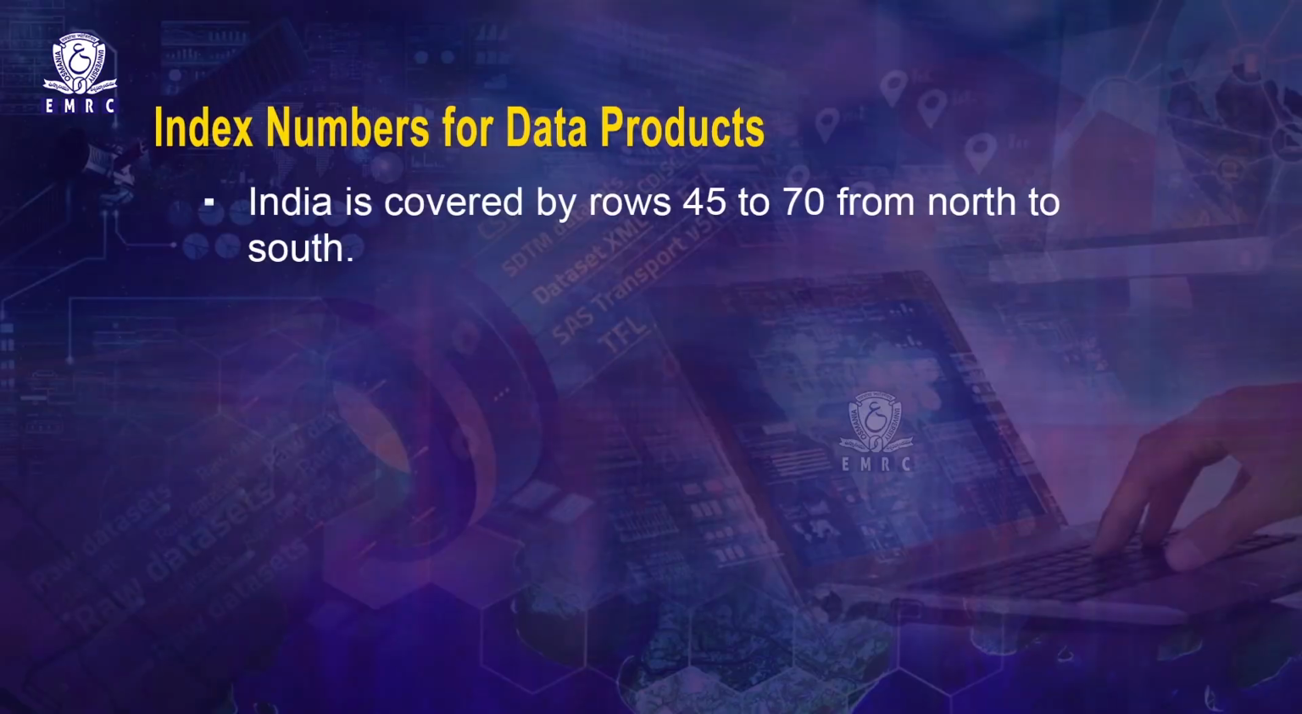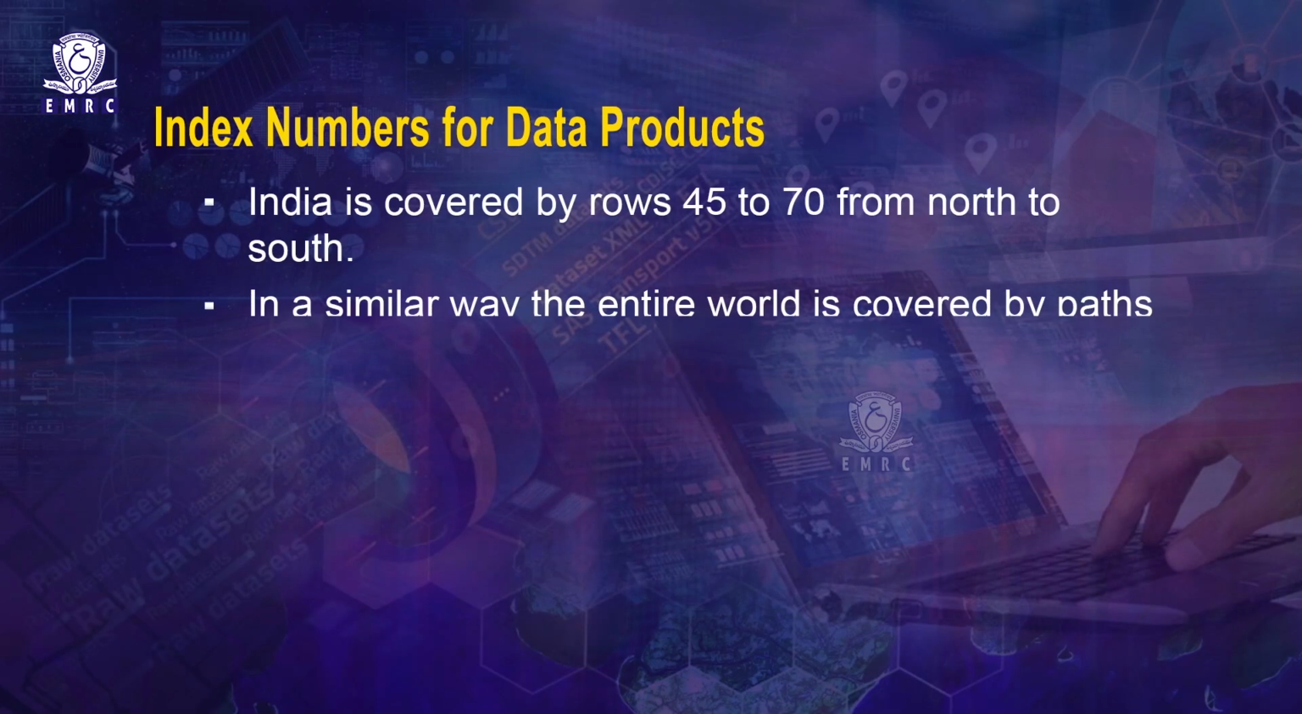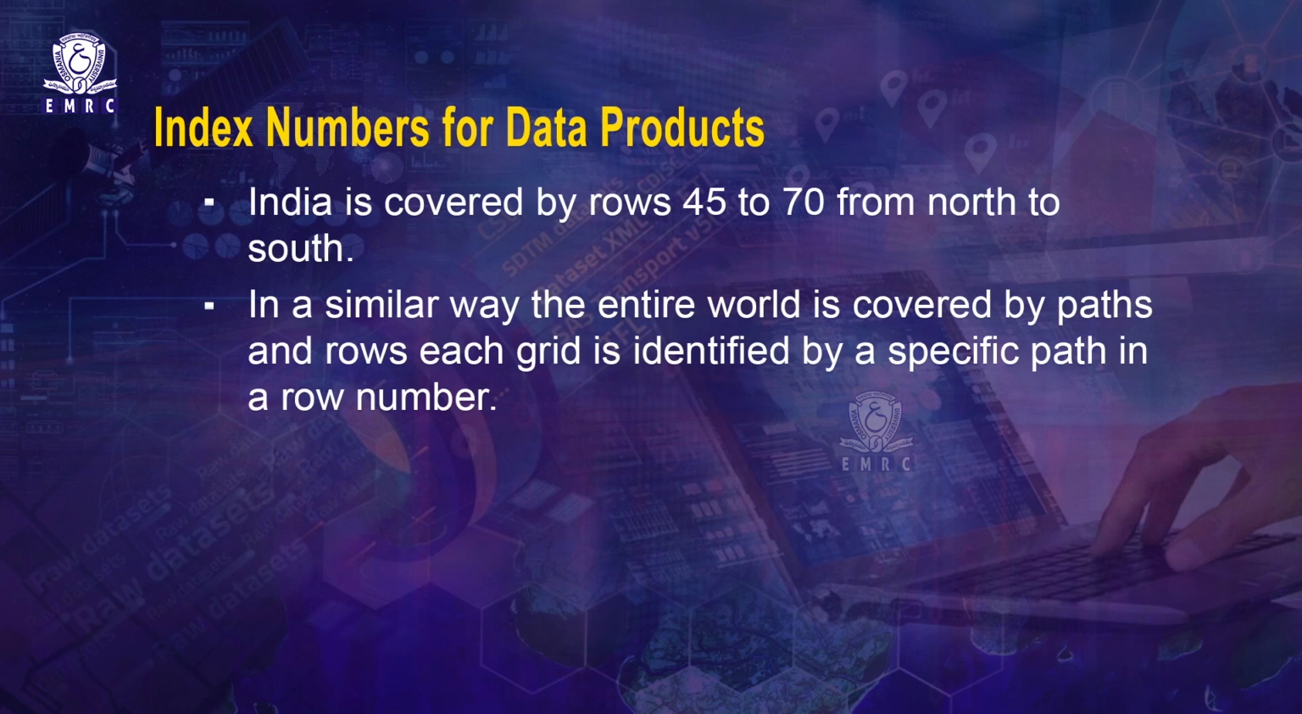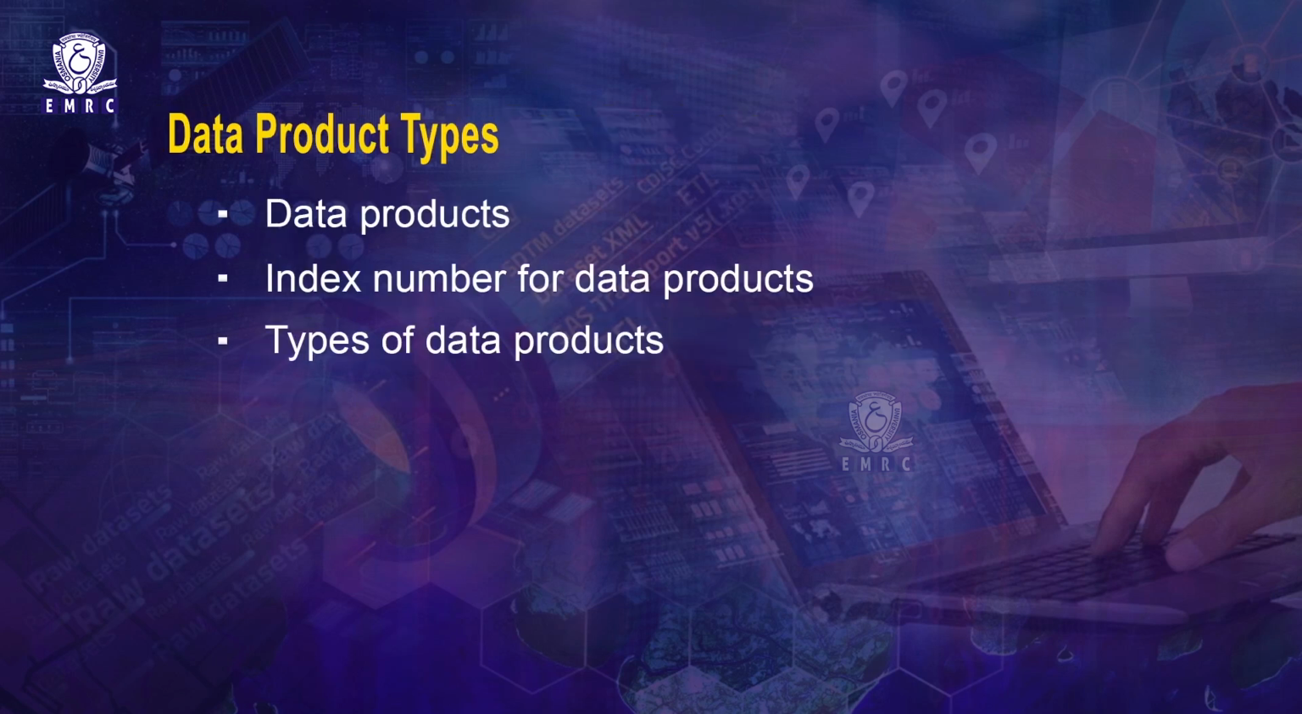India is covered by rows 45 to 70 from north to south. In a similar way, the entire world is covered by paths and rows. Each grid is identified by a specific path and row number. Types of data products. Depending on the criteria, there are different types of remote sensing products.